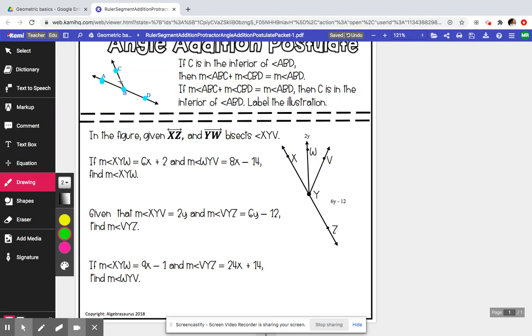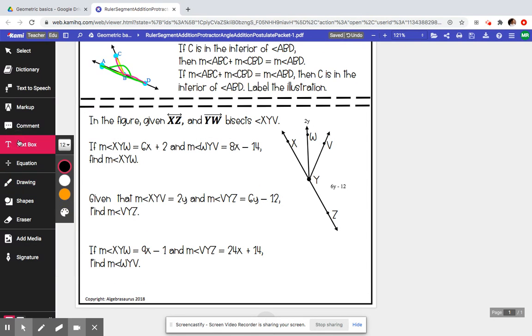If C, right here, is in the interior of angle ABD, then what that means is that the measure of angle ABC plus the measure of angle CBD, those two added together, is going to equal the measure of angle ABD. So let's look at some examples here.